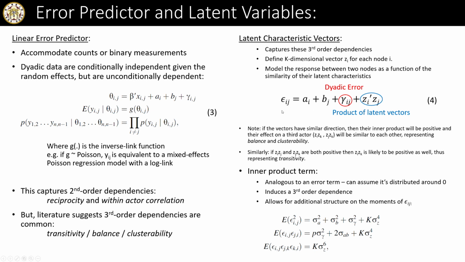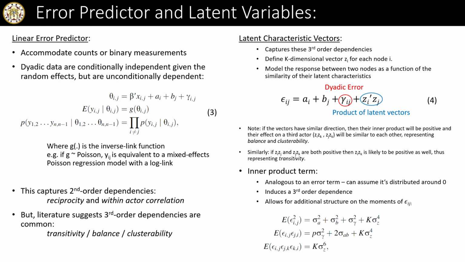And so that expands out our epsilon term to include sender and receiver effects, static error, and the inner product of these latent vectors, which captures those third order dependencies. Note here, if the vectors z sub i and z sub j have a similar direction, then their inner product will be positive, and then their effects on a third actor, so zi, zk or zj, zk, will be similar to each other. This represents balance and clusterability.